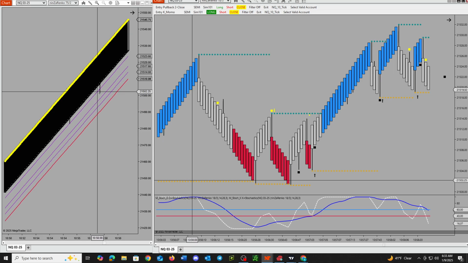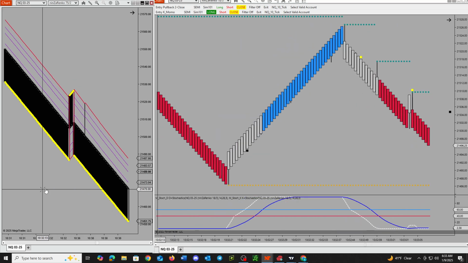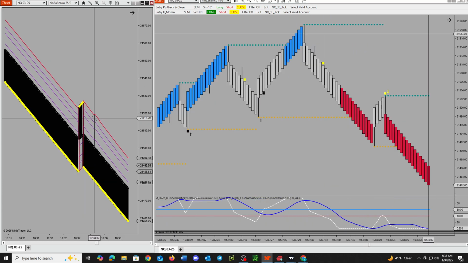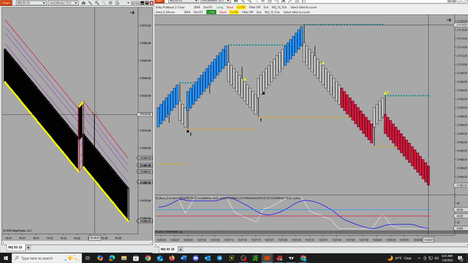On the bullish side. Let me see if I can find when it really penetrates. Oh, that was a nice one there. Probably multiple, yeah, there's multiple opportunities there. Again, look at this, guys and gals. See where my crosshairs are.